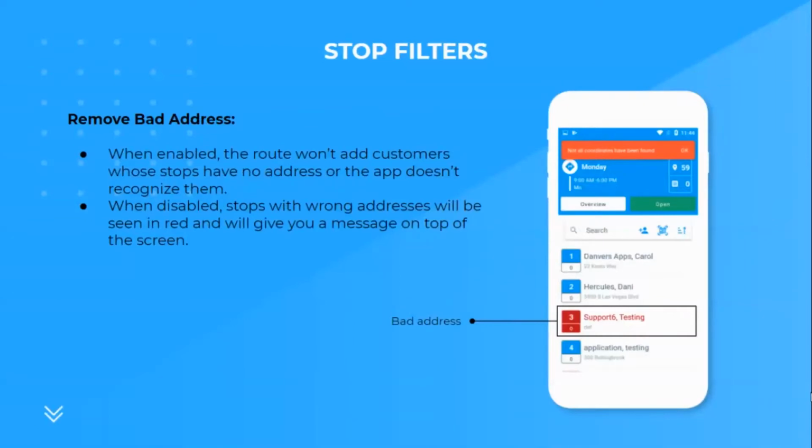Remove bad address. When enabled, the route won't add customers whose stops have no address or whose address the app doesn't recognize. Though if it's disabled, stops with wrong addresses will be seen in red and will give you a message on top of the screen. As the picture shows on the right, if you notice, the top error message says not all coordinates have been found. And the customer's name is in red font. That indicates that that particular customer has a bad address.